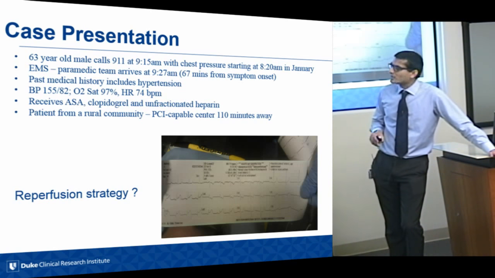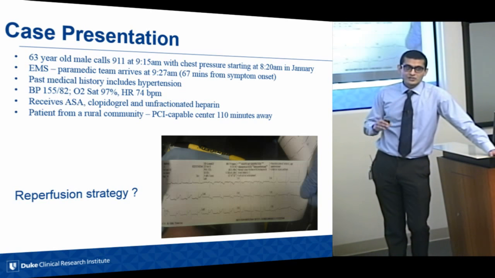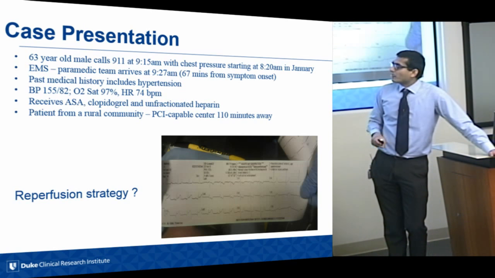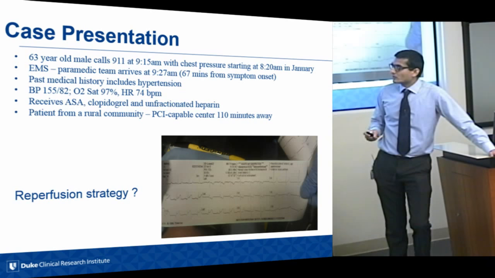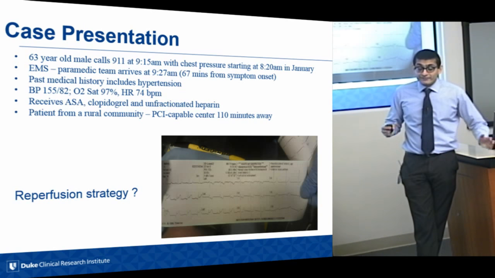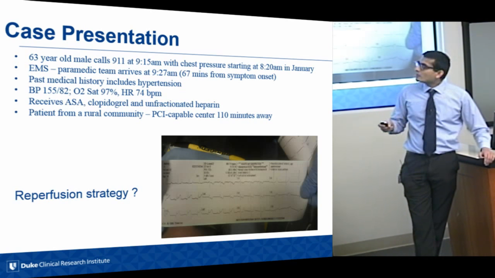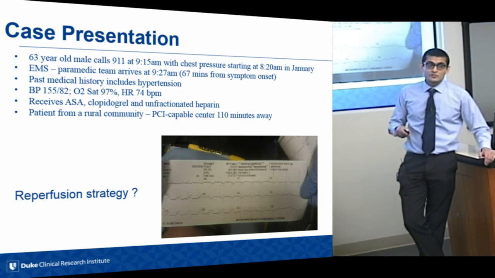So I'm going to show you this case, and the purpose of this case is really to highlight the differences in reperfusion strategies in STEMI. And so this is an ECG of a 63-year-old male who in the winter called 911 at about 9:15 in the morning with chest pressure that had started about 45 or 50 minutes prior. EMS arrives at about 9:27, and so that's 67 minutes from symptom onset.